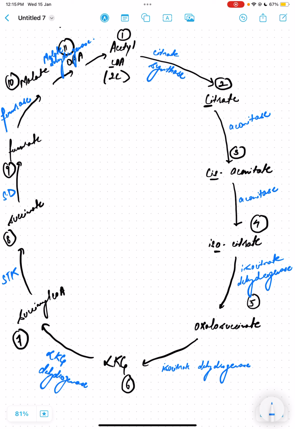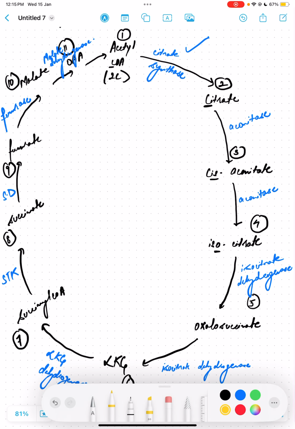First enzyme you have to remember is citrate synthase. Next enzyme you can remember easily: when citrate is converted to cis aconitate, the last word is aconitate. So from citrate to cis aconitate, and from cis aconitate to isocitrate, we have the same enzyme, that is aconitase. And till alpha ketoglutarate, we have also the same enzyme, that is isocitrate dehydrogenase. Then the enzyme will change. Okay, please remember this very carefully.